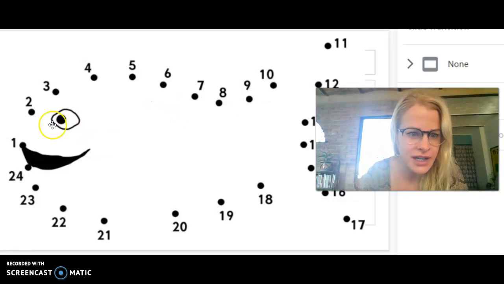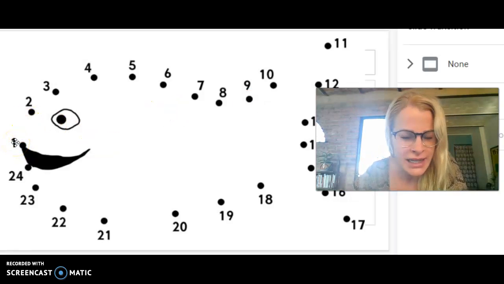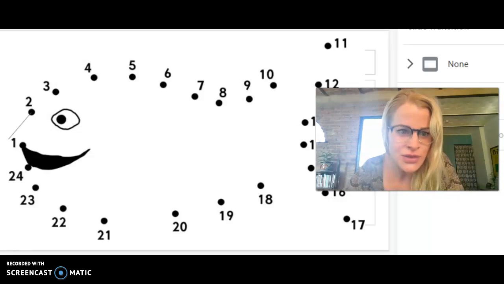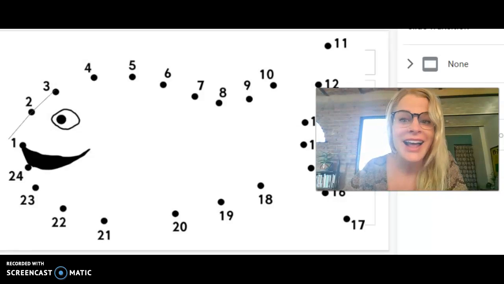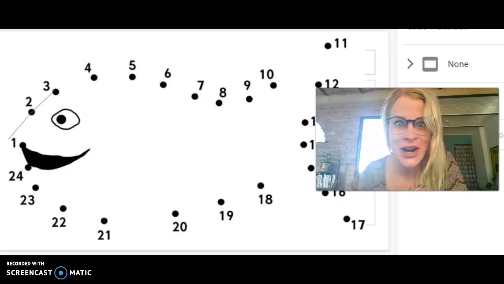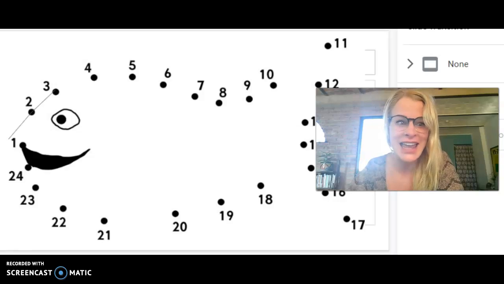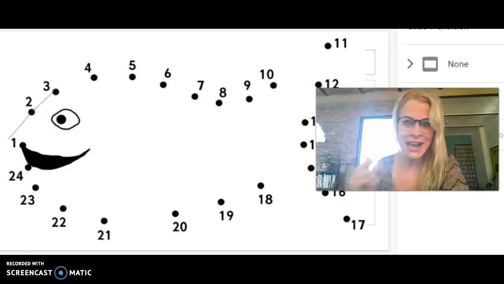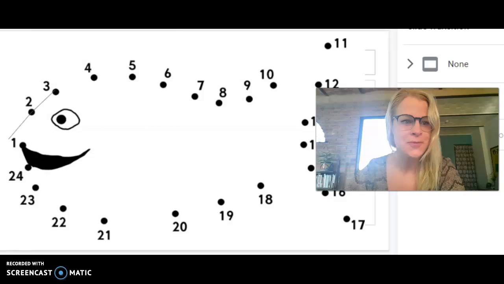Okay, so I would start over here at the number 1, and then I would draw a line to the number 2, and then the 2 to the 3. If I connect the dots, it's going to start making a shape. It's going to make something that makes sense that I can understand. Great idea. And actually, that reminds me of something else.